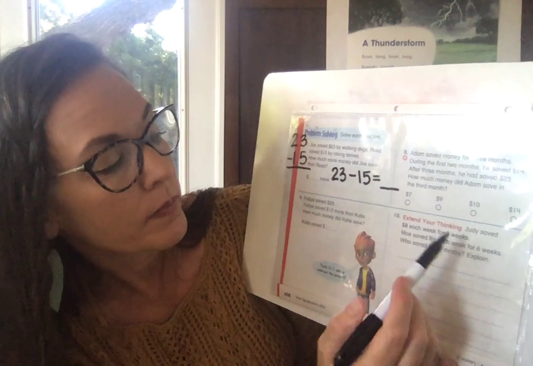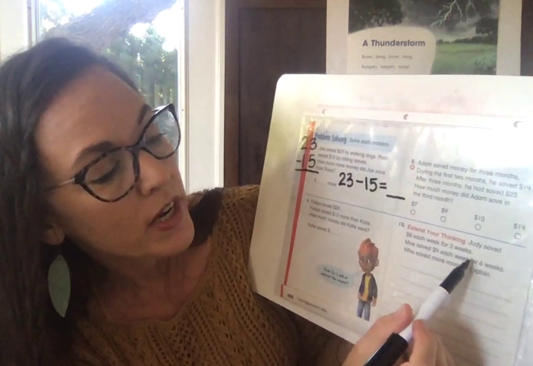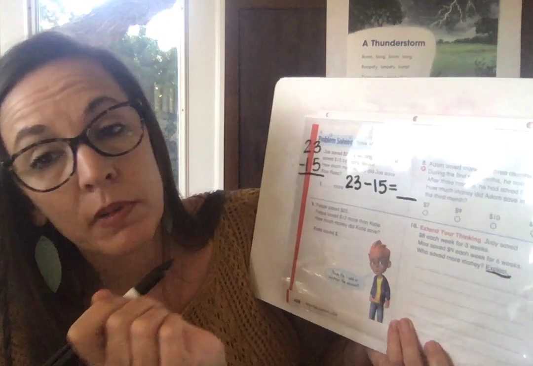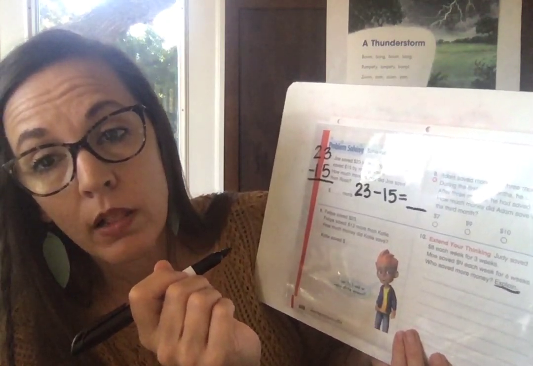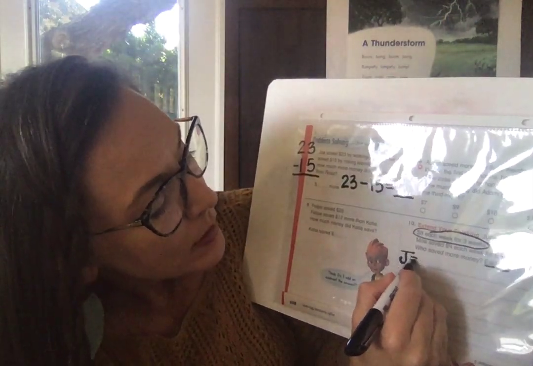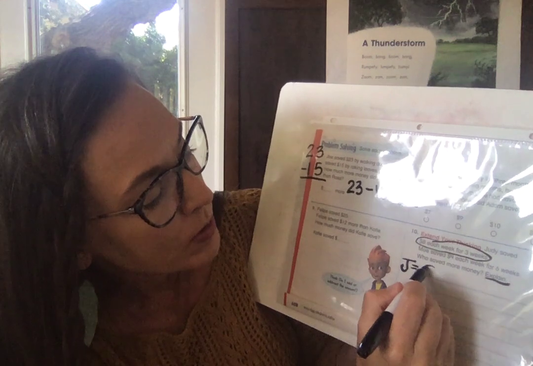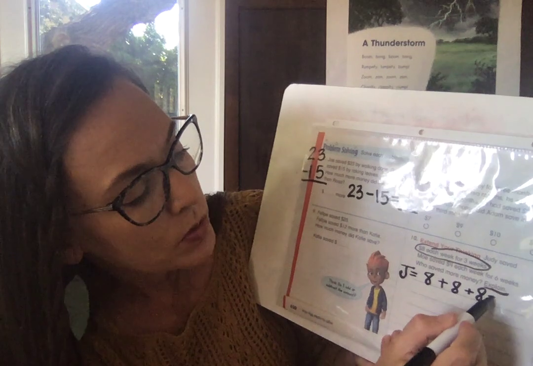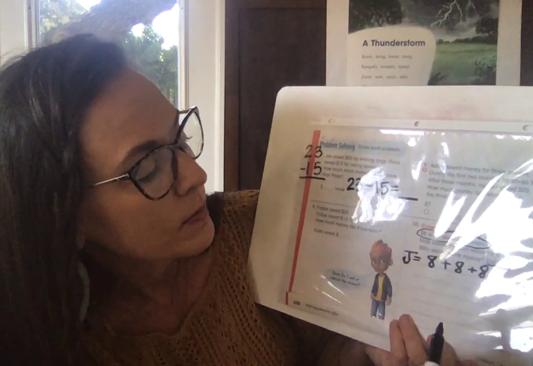Judy saved $8 each week for 3 weeks. Mo saved $4 each week for 6 weeks. Who saved more money? And then it says explain. Explain is when we use our words to tell about the problem. So again, Judy saved $8 each week for 3 weeks. So I'm going to write J for Judy. And if she saved $8 each week for 3 weeks, that's 1 week, 2 weeks, 3 weeks will tell us how much money she saved.